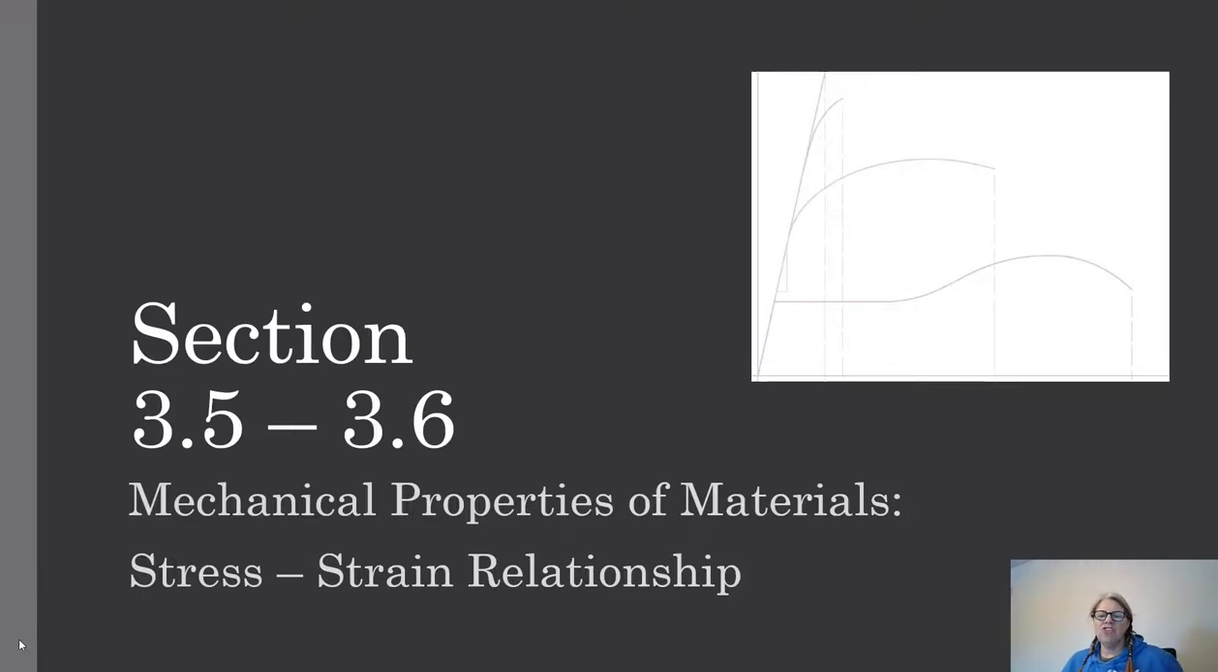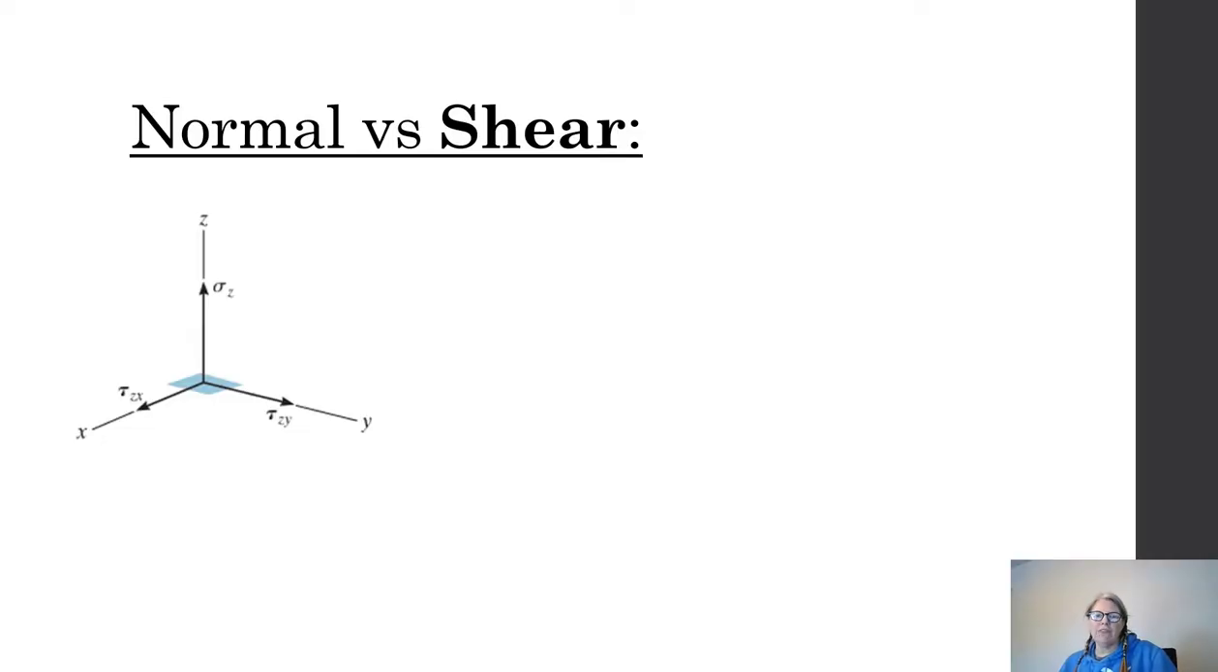Hey, we're going to be finishing chapter 3 here, and we're still looking at mechanical properties of materials and stress and strain relationships. We're going to look at shear strain and shear stress today, and then the relationship between normal and shear, the modulus of elasticity, the modulus of rigidity, which we'll get into. But again, it's a lot of definitions.